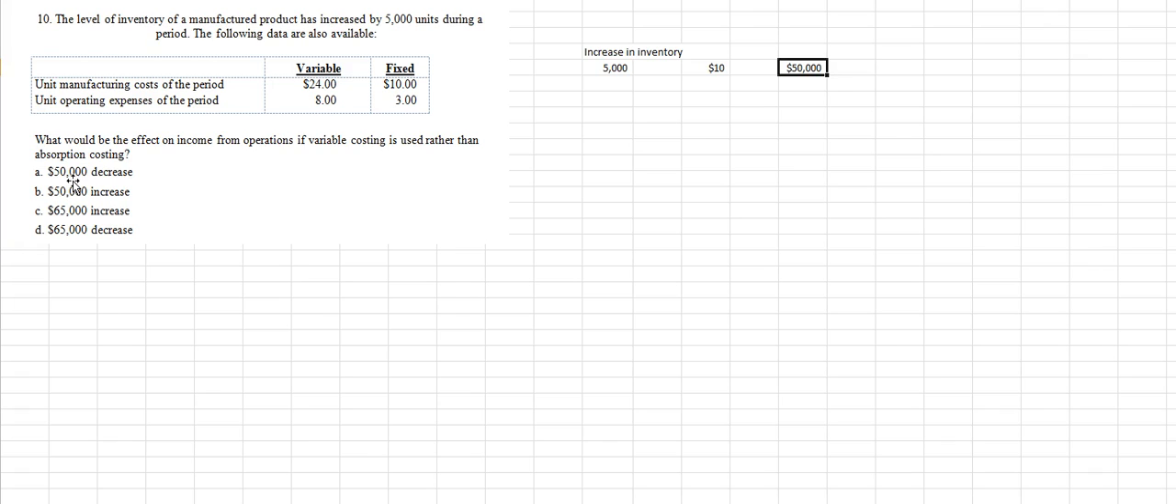Pay a lot of attention to the question because this exact same problem is given to you, and if I say what will be the effect on income from operations if absorption costing is used rather than variable, then you do the exact same thing to get the answer, but then the answer becomes a $50,000 increase because I'm asking you about absorption costing, right? And absorption costing in this case would have $50,000 greater operating income than variable costing because you're able to put $50,000 in your inventory of fixed manufacturing overhead rather than expense it.